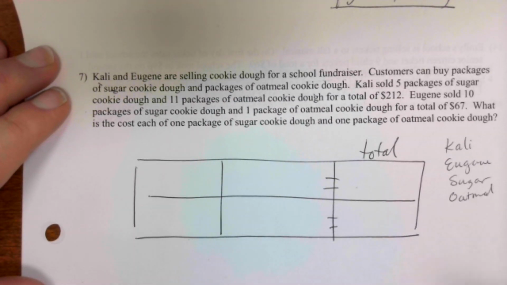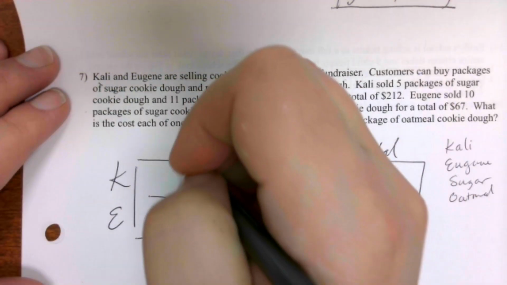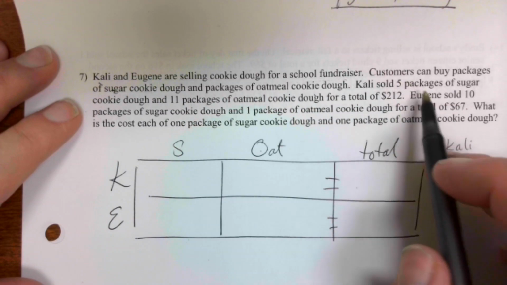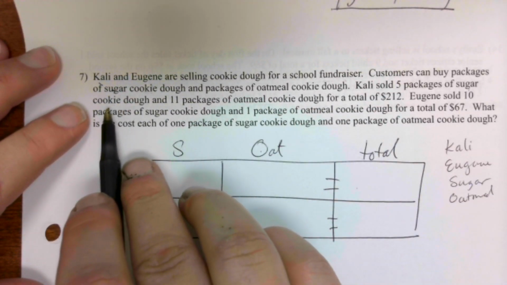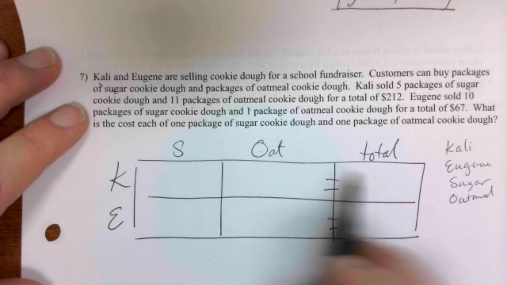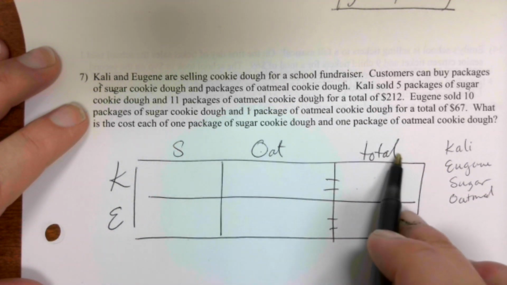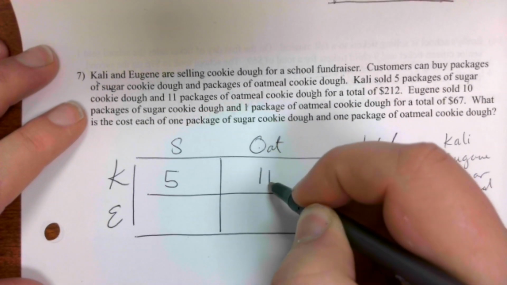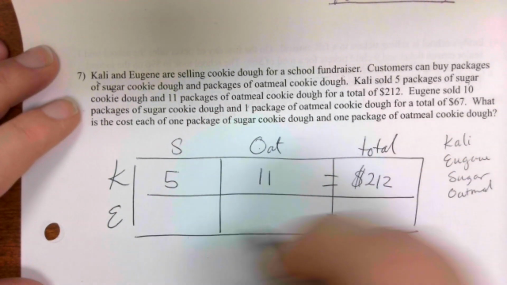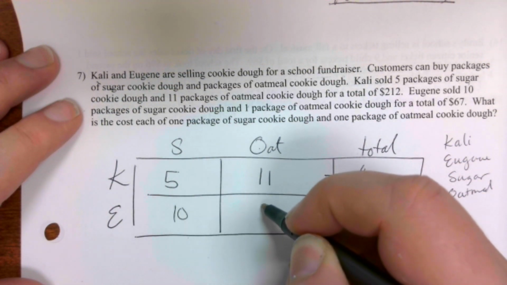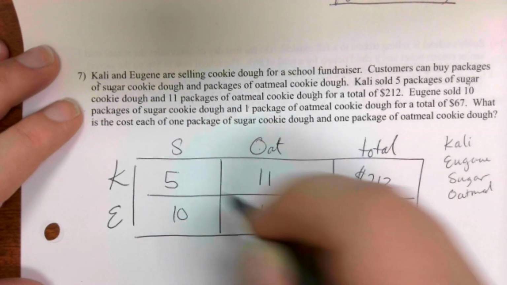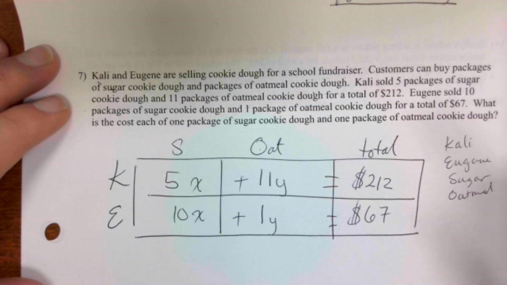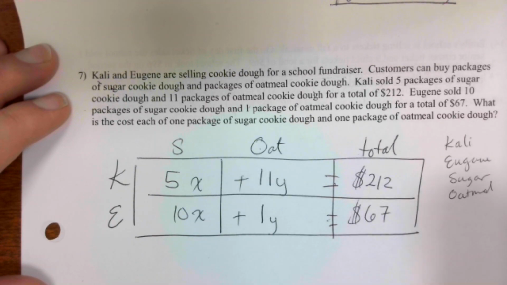That's the first step. I think it's going to be Callie and Eugene here, sugar and oatmeal here. And the reason I figured that out is because Sally's selling sugar and oatmeal for a total. So if she's selling both of these are adding together to make the total. So then we've got 5 sugar, 11, 2, 12. Eugene sold 10, 1, 67. I'm going to say x, x, y, y, plus, plus, done. Do not forget your equals. Do not forget your pluses.